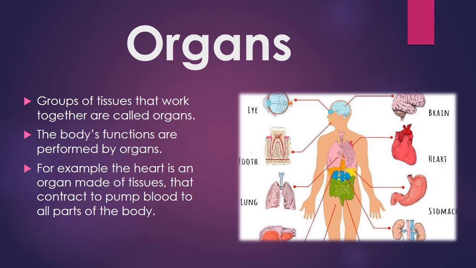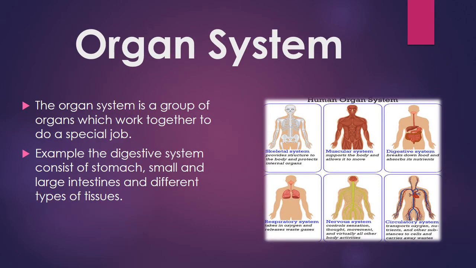Now I will tell you about organ systems. An organ system is a group of organs which work together to do special jobs. For example, the digestive system consists of the stomach, small and large intestines, and different types of tissues. So there are different organ systems working in your body, and they all work in coordination. They work with one another, like the skeletal system. It consists of bones that provide structure and protect the internal organs. The muscular system consists of muscles that allow movement.